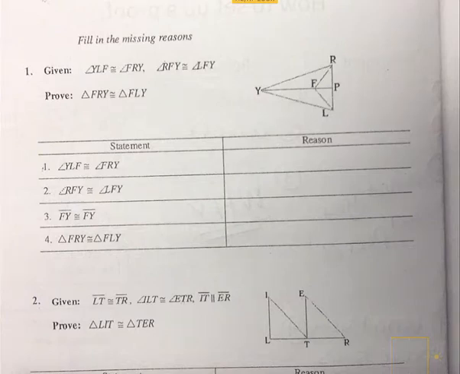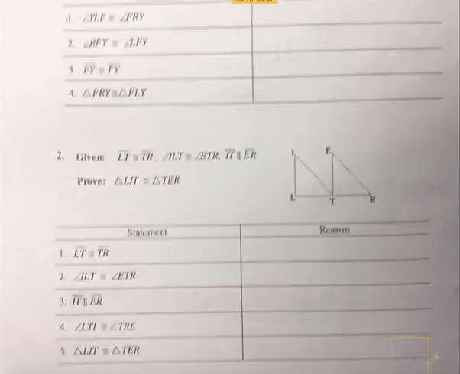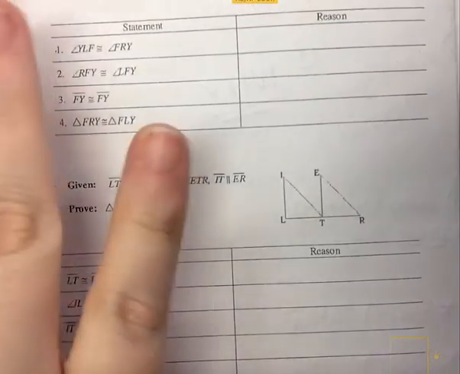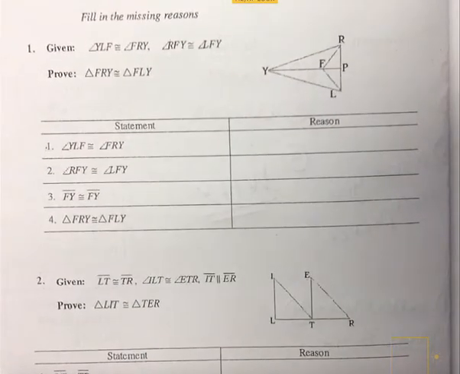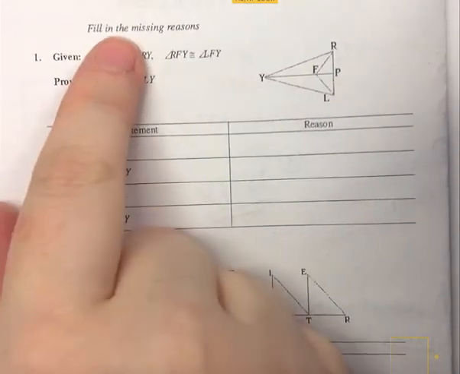This video is on two-column proofs. We're going to be doing two two-column proofs on this video. These are what we call step proofs, where we are given information and it's already filled into the proof for us, and then we have to fill in the rest of it. So we're going to fill in the missing reasons.